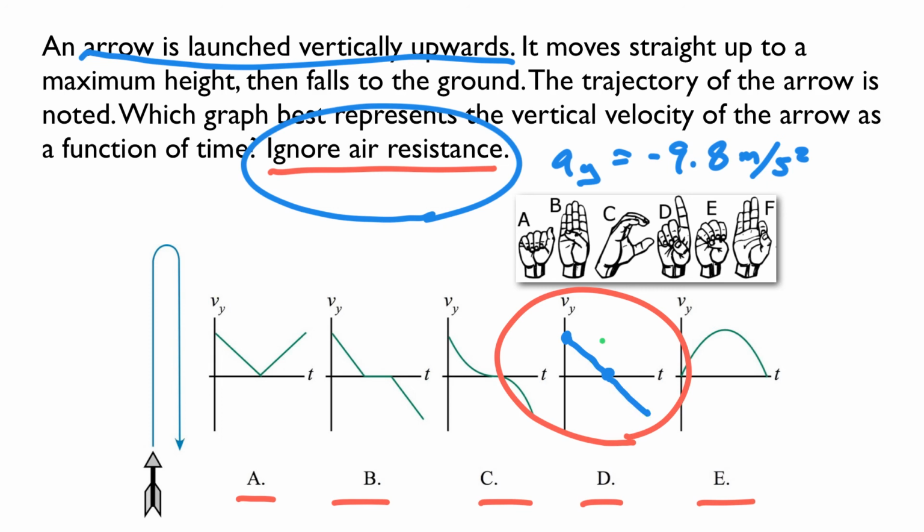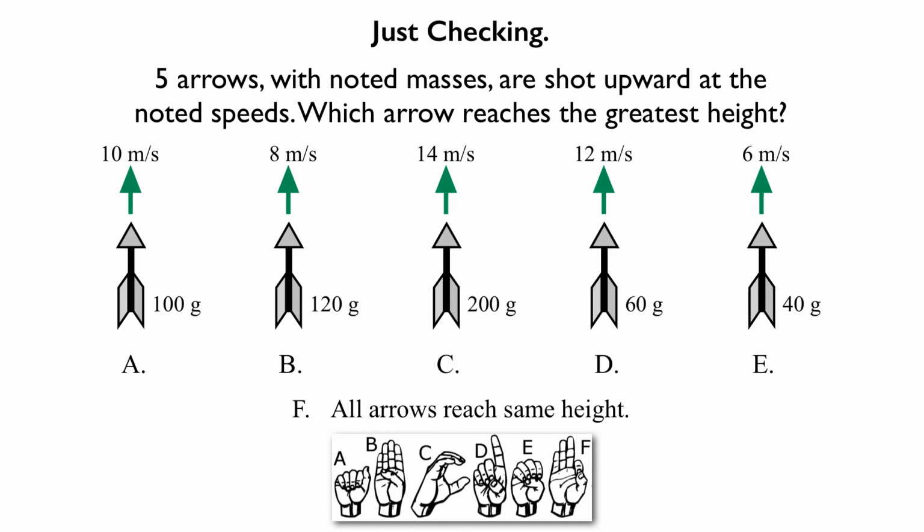It's going more positive and becoming smaller, negative, and the magnitude is increasing. Both of those are negative changes. That's the right graph. Now here's another test case.